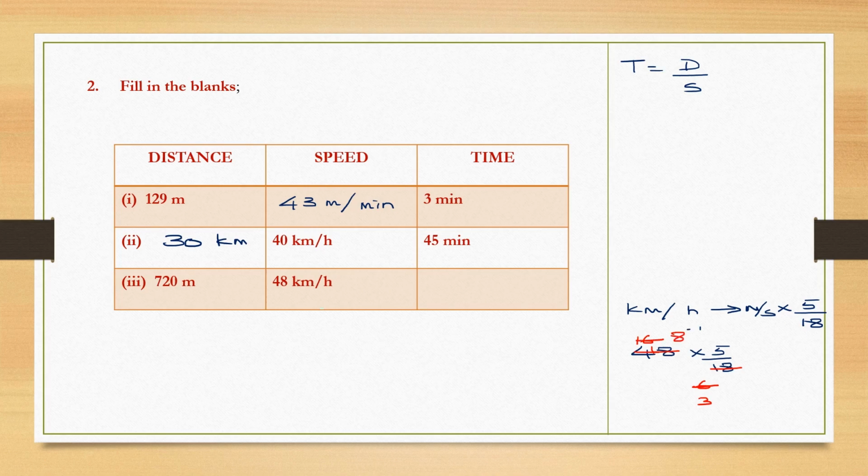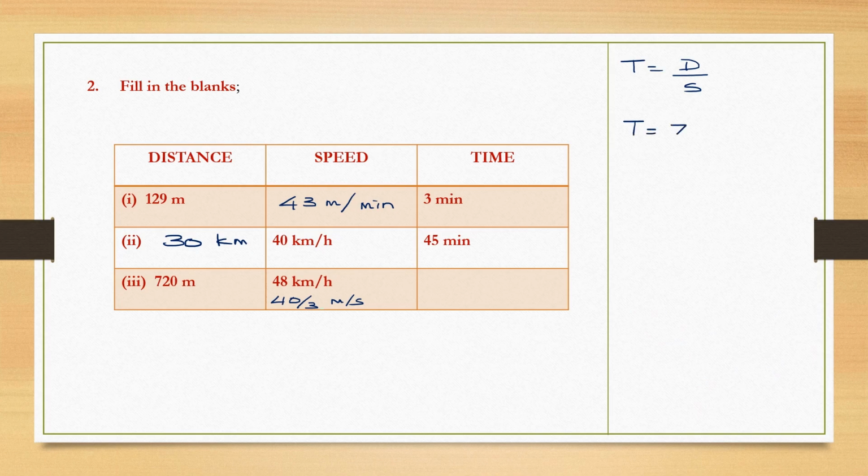Nothing more to cancel, so multiply 8 into 5. 8 5s are 40 and in the denominator we have 3. 40 by 3 meter per second. So we have got our speed now in meter per second, that is 40 by 3 meter per second. Now let's substitute it in the formula given. So time is distance divided by speed, isn't it? Distance is 720 meters divided by speed. We just got 40 by 3 meter per second.